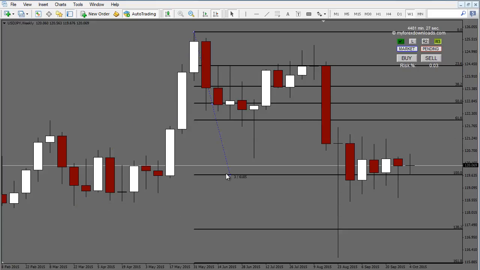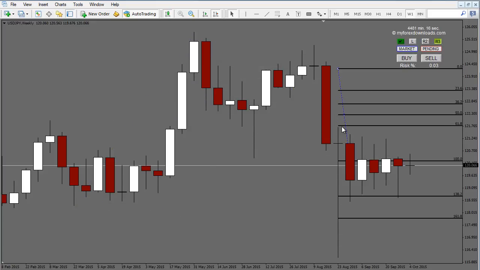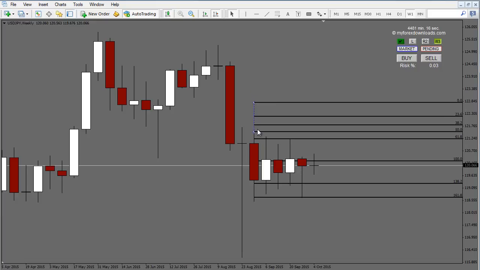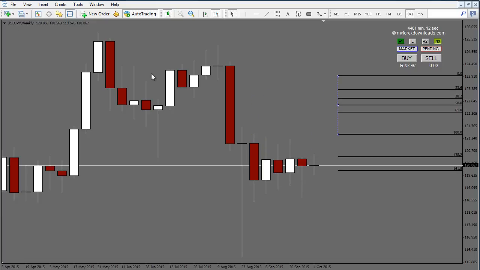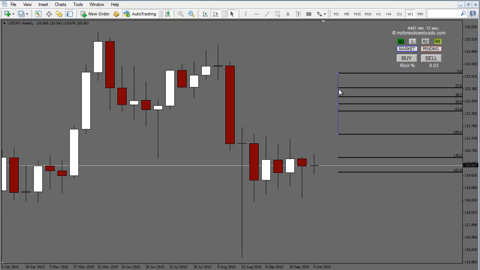So what I'd like to do here is just take this weekly, this is the dollar yen weekly, and just simplify things in a way that's easy to understand, and everybody that applies it can do the exact same thing. No two people are going to draw their Fibonacci tool differently.